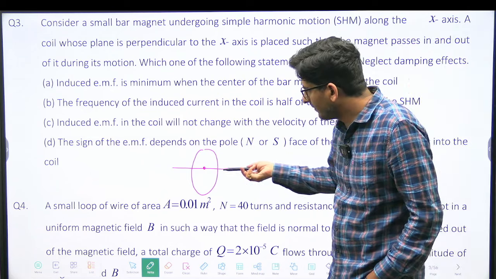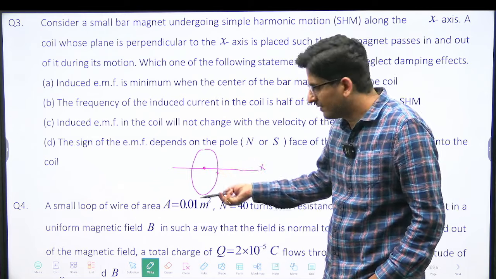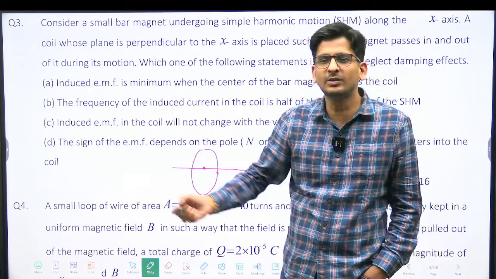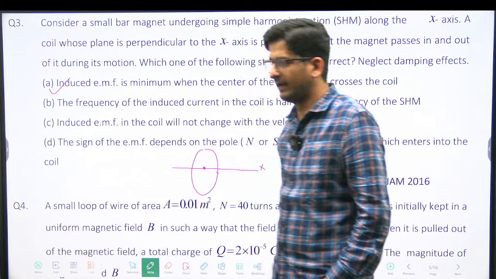So in this side, if magnet is coming, flux is increasing. At the center, momentarily the flux will not change. And as it goes out again, flux will start changing. So that means option A is correct.